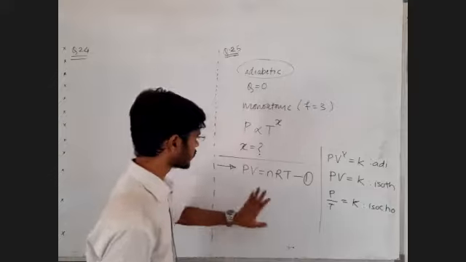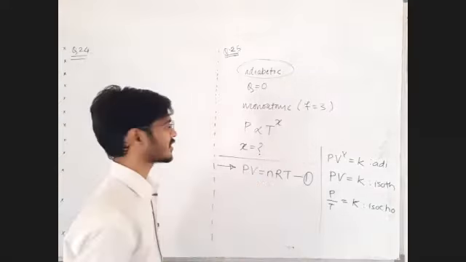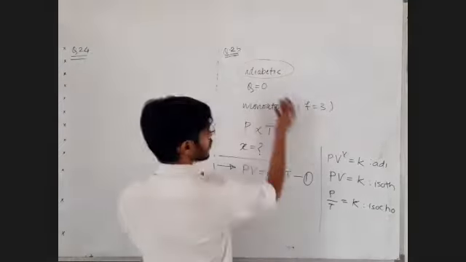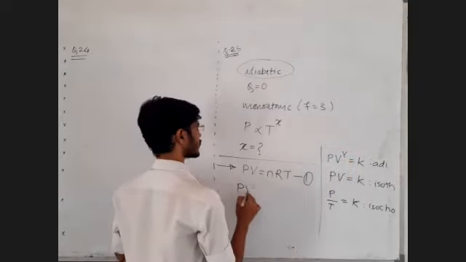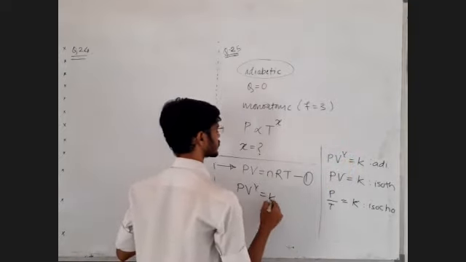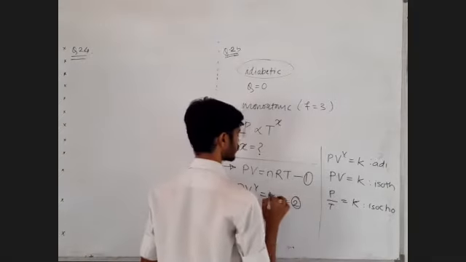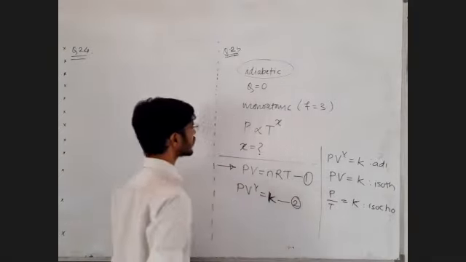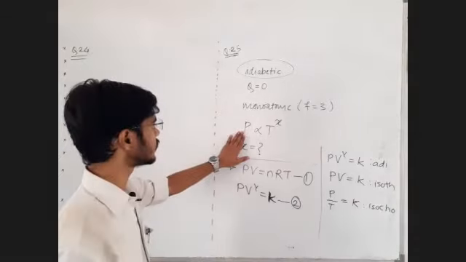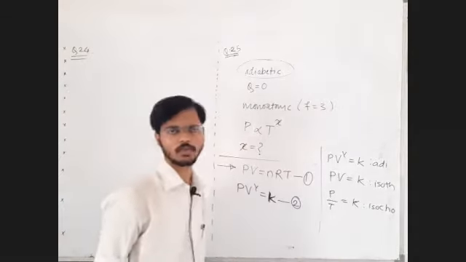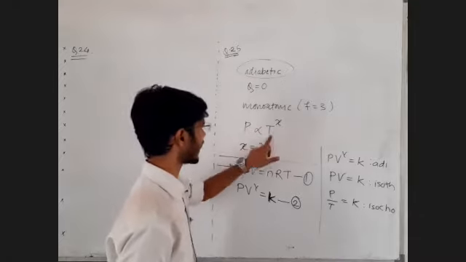The second task is to write down the state equation. What is the state equation for adiabatic? Sir, it is PV raised to gamma is equal to constant. Fine, sir, no issues. Now we want to write the relation between pressure and temperature.